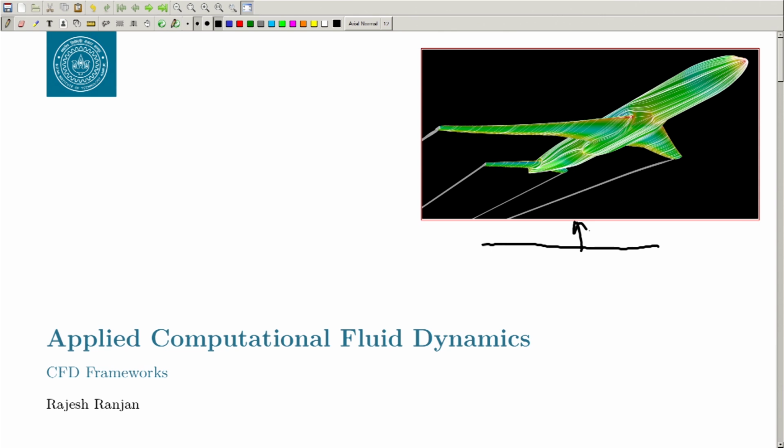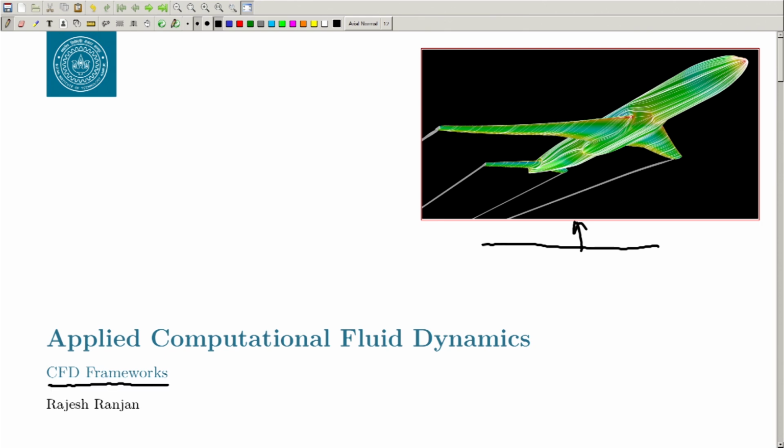So, we need to match both the qualitative and the quantitative results before we are good to go for a new geometry or new flow. So, today we are going to discuss CFD frameworks. What do you mean by CFD framework?